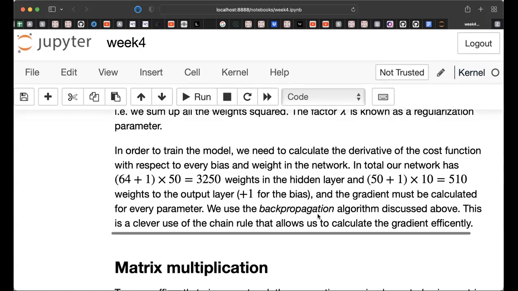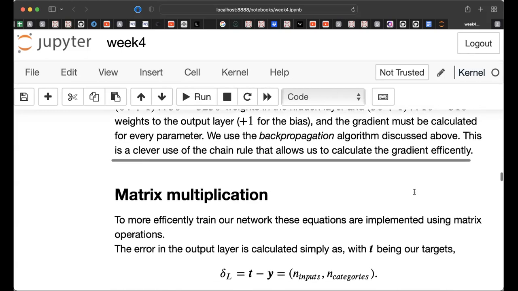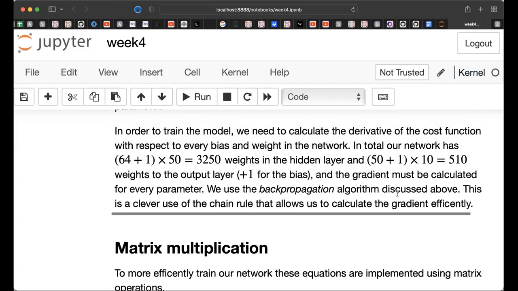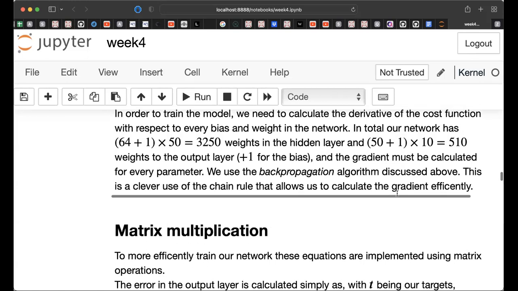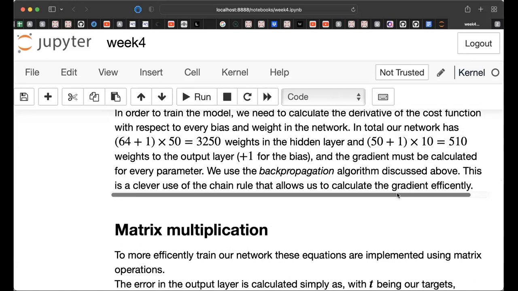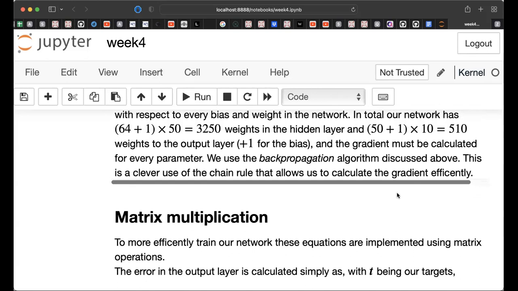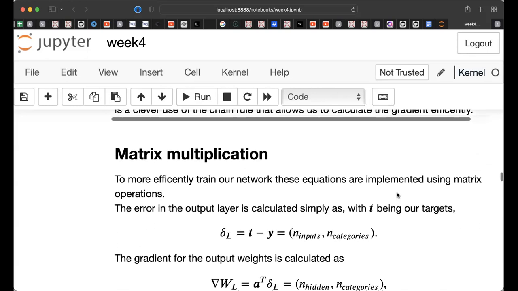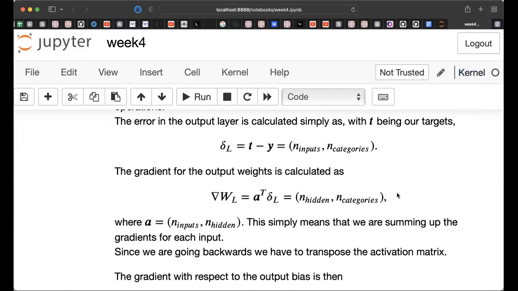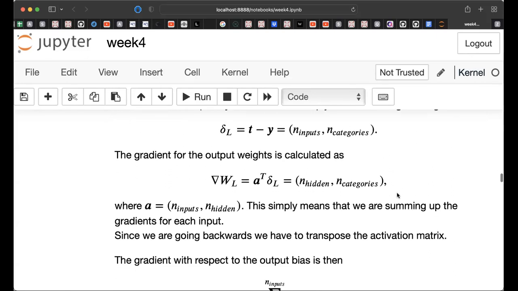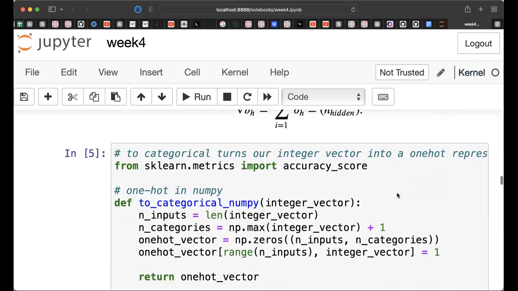So as I said, for this simple case here, we have 3,250 weights from the input layer to the hidden layer, and 510 weights to the output layer, plus the biases, obviously. And we have to calculate the gradient for each of these parameters. And we use the backpropagation algorithm, which we derived last week. So, which is just a clever use of the chain rule that allows us to calculate the gradients efficiently. So the backpropagation doesn't calculate the gradients, it just gives the expression for the gradients. So we end up with a series of matrix vector multiplications and matrix-matrix multiplication, as we have been discussing. And let's now look at the code here.